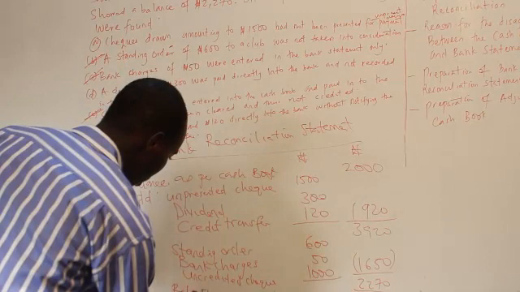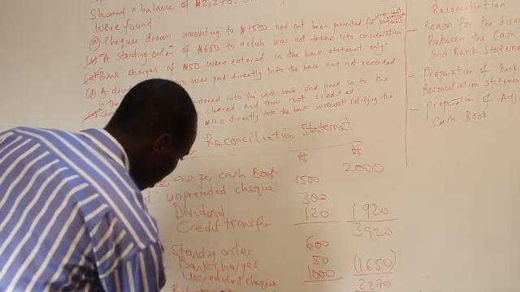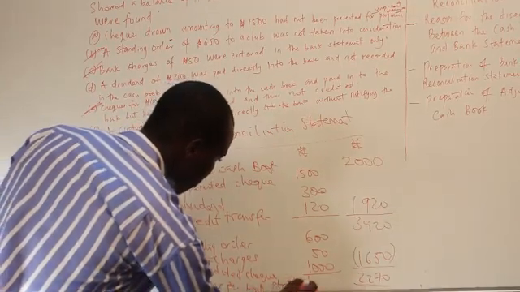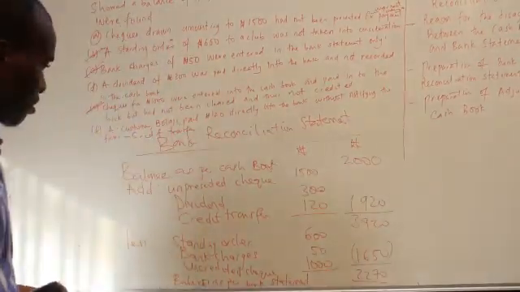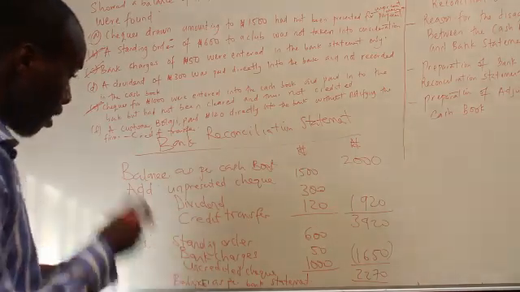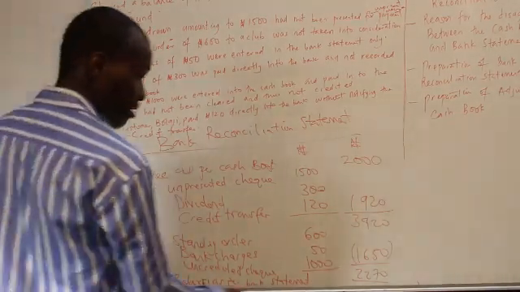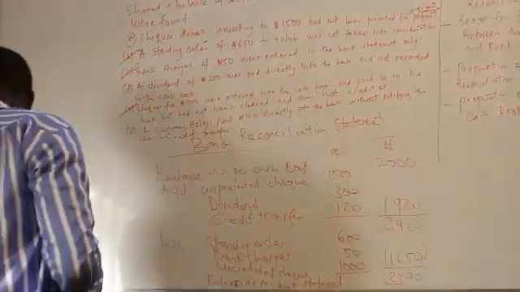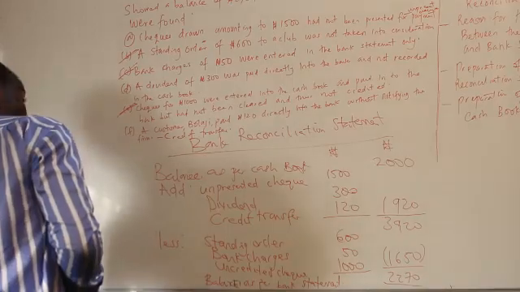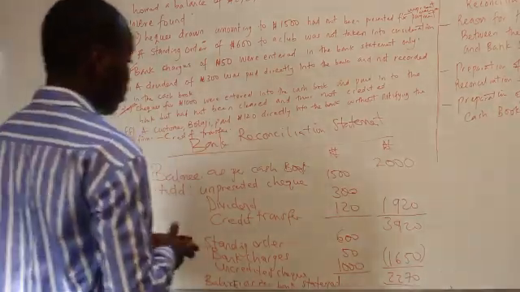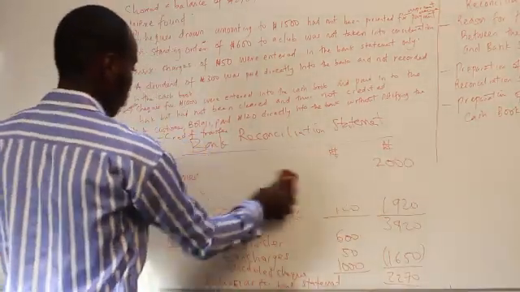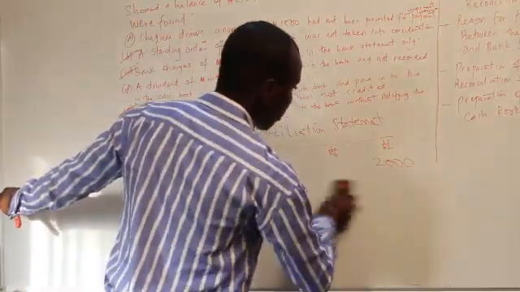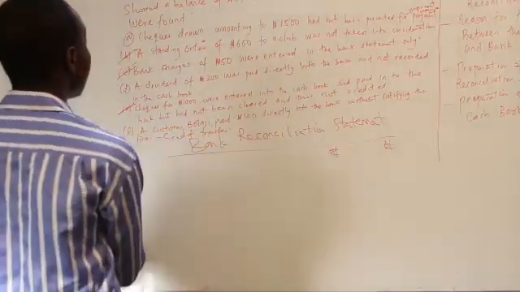So balance as per bank statement, this is the balance of the bank statement, which is what we have here. Okay, well, also we can start with the balance as per bank statement instead of starting with the balance as per cash book. You can start with the balance as per bank statement.